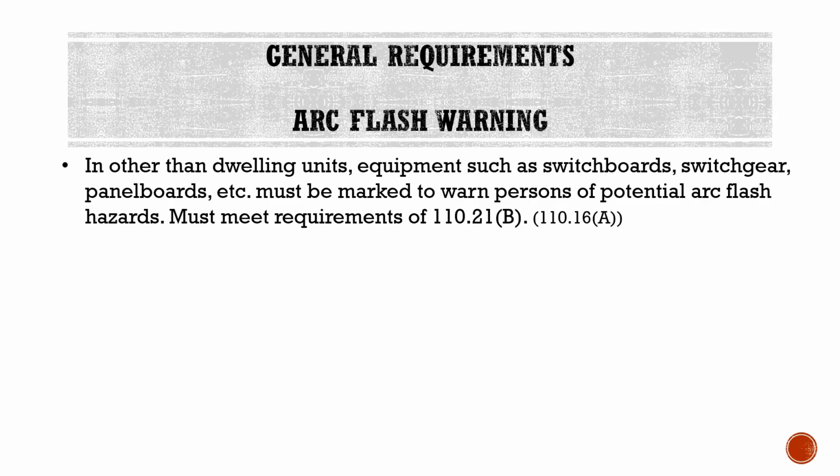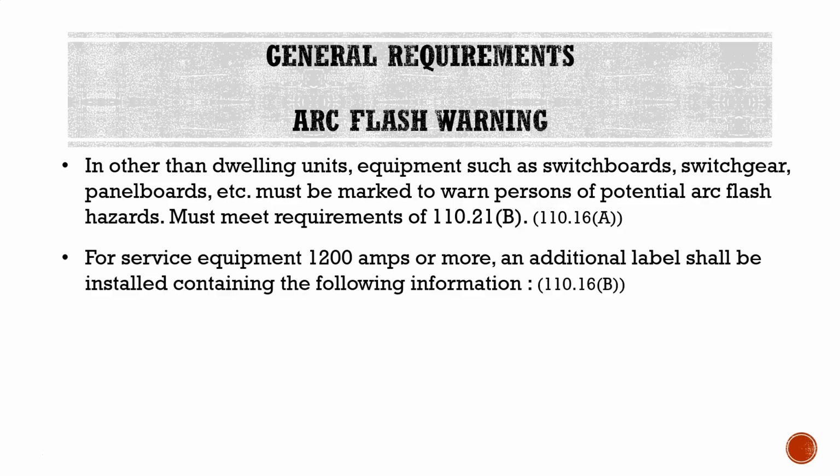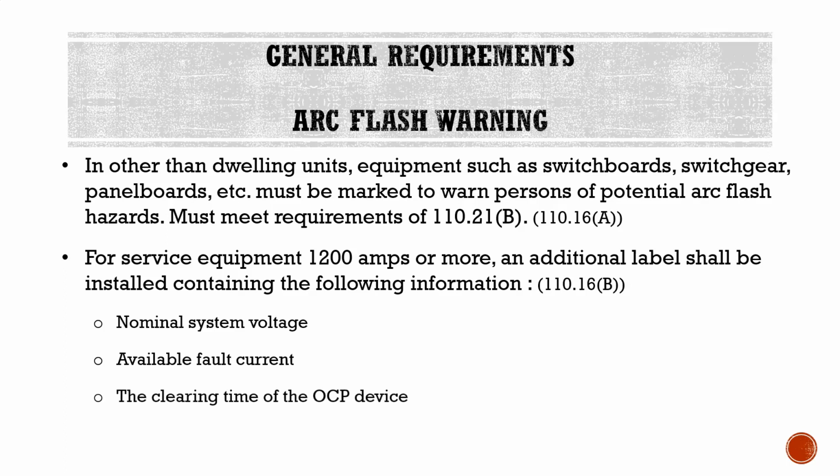So this is just a simple, broad statement. If we're installing a piece of equipment in other than a dwelling, we have to put a label on it that warns there's an arc flash hazard. Now, in addition to this, for service equipment 1200 amps or more, and once again, this is in other than a dwelling unit, we have to put an additional label that contains all the following information. That's going to be the nominal system voltage, the available fault current, the clearing time of the overcurrent protective devices, and the date the label was applied.